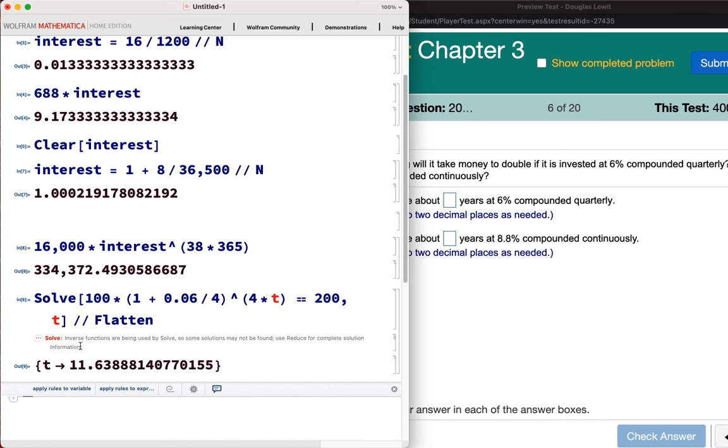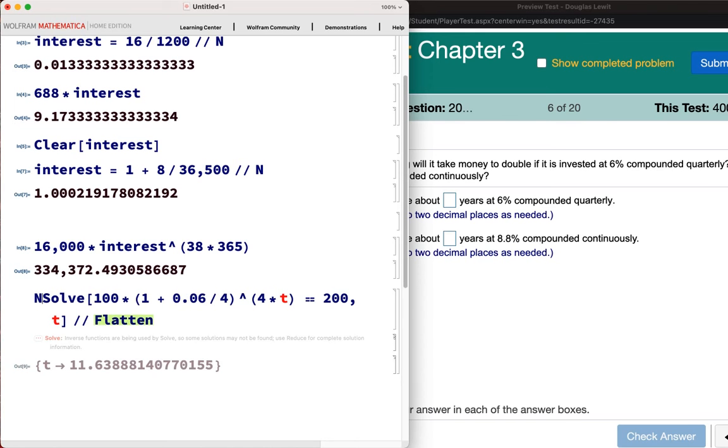Don't worry about the warning over here. It's not an issue. And actually, if you want to avoid the warning here, it might be a good idea to use nsolve instead of solve. Let's see. Oh, we still get the same warning, but that's okay.